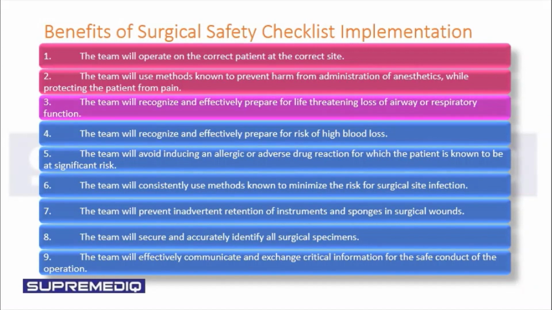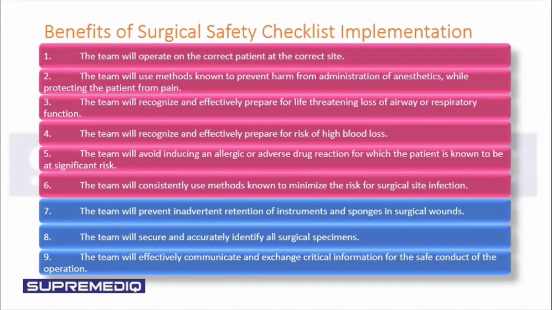2. The team will use methods known to prevent harm from administration of anesthetics, while protecting the patient from pain. 3. The team will recognize and effectively prepare for life-threatening loss of airway or respiratory function. 4. The team will recognize and effectively prepare for risk of high blood loss. 5. The team will avoid inducing an allergic or adverse drug reaction for which the patient is known to be at significant risk. 6. The team will consistently use methods known to minimize the risk for surgical site infection.